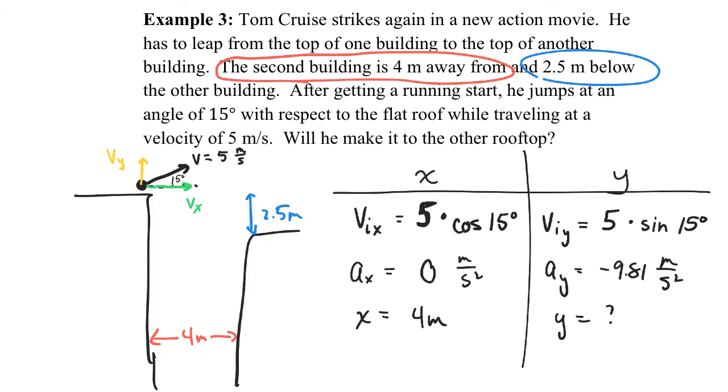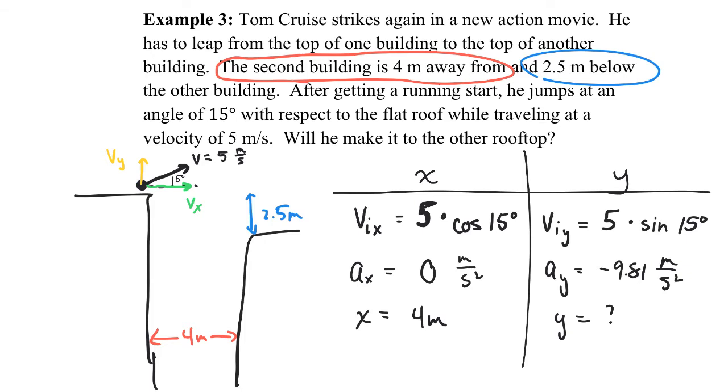We could say that y is 2.5 or negative 2.5 in this case, and figure out what x is to see if he makes the jump itself. Either way works. I want to go through the first process, and then we'll spend a little bit of time analyzing the other method itself.